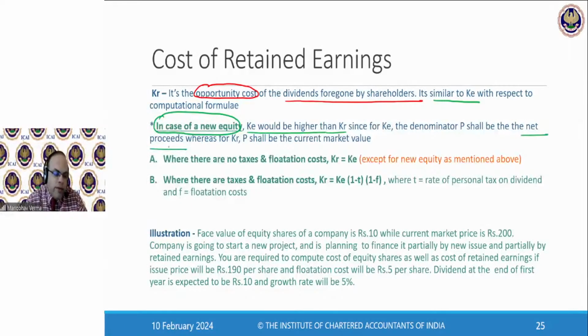So that is where we can talk about the cost of new equity. If we have a scenario where a company is issuing additional capital, in that case we can conclude that the cost of retained earnings may not be the same as the cost of equity. Why? Because the cost of equity is higher than the cost of retained earnings in the case of new equity.